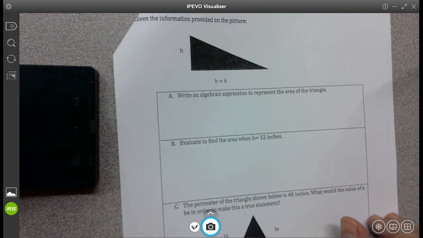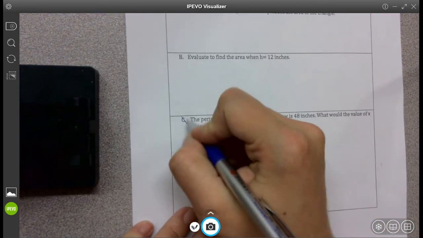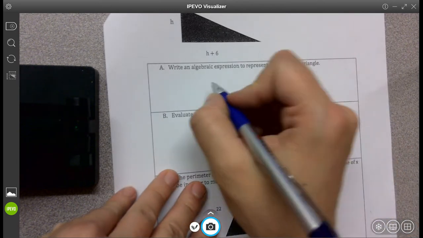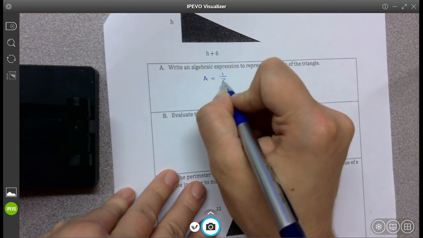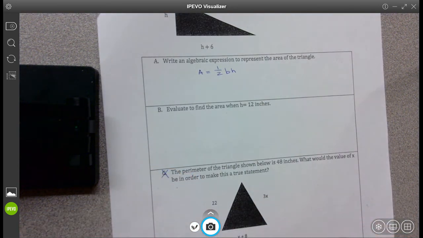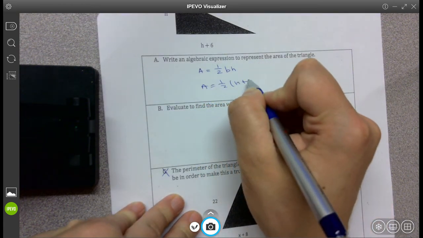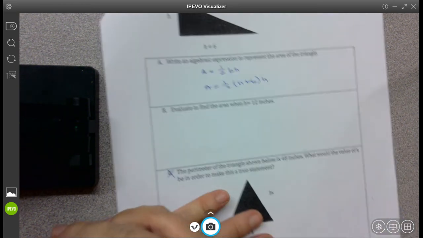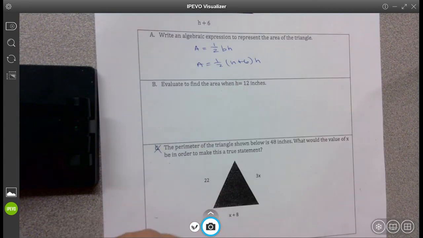Okay, lastly, I don't expect you guys to know the bottom half because we haven't done equations yet, but the top is good. It says write an algebraic expression to represent the area of the triangle. Well, we just did that with perimeter, area, volume, surface area, and area is 1/2 base times height. The base of this triangle is h plus 6, and the height is h. You can just leave it like that if you wish.